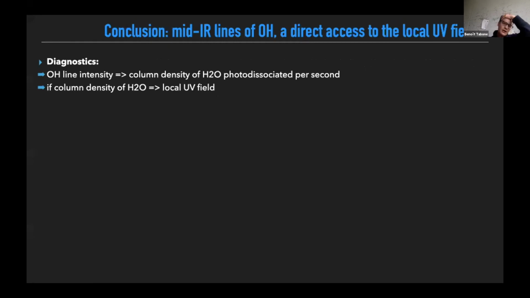As a conclusion, OH lines in the mid-infrared are a very good way to derive the column density of water photodissociated per second. It's really model independent. It doesn't depend on the temperature or the density of the gas. If you have a column density of water, then you can derive the local UV field.